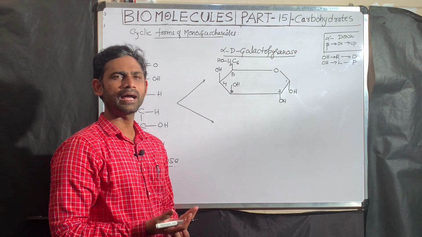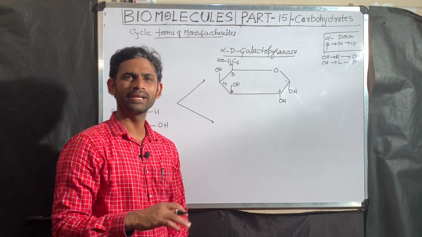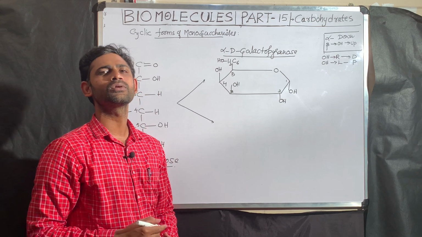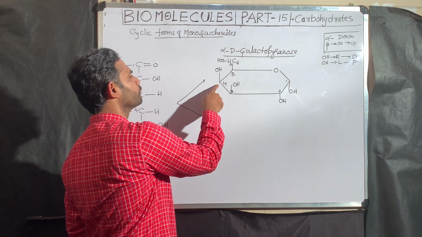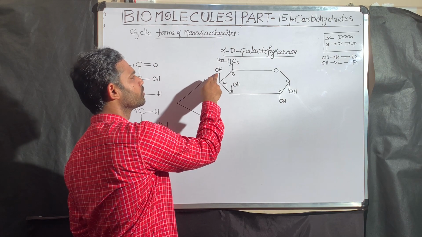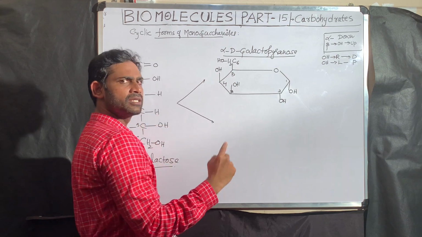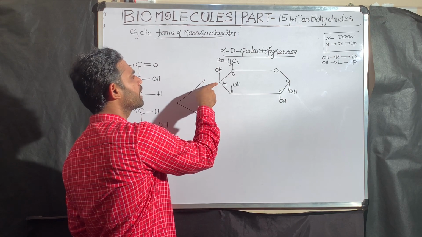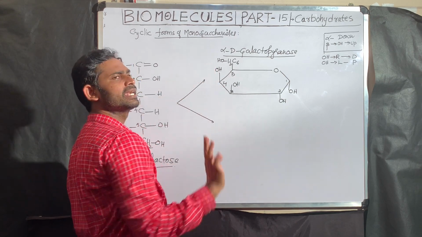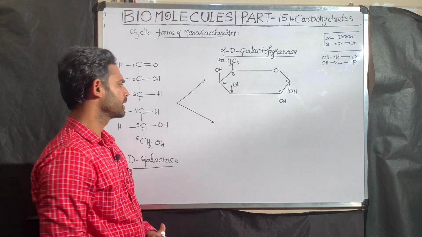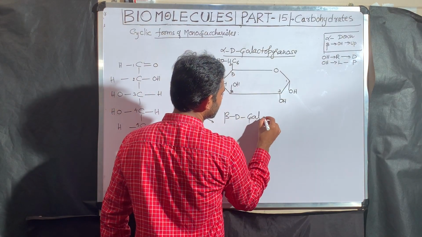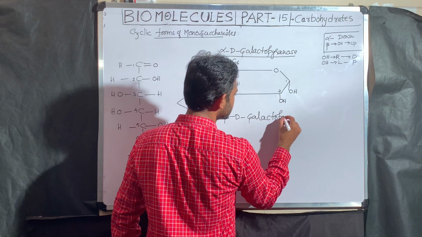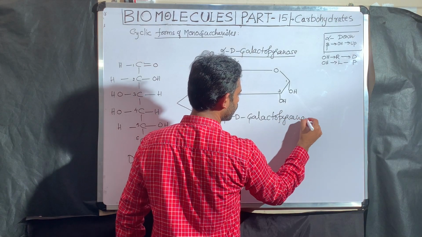If you compare alpha D-glucopyranose and alpha D-galactopyranose, you will get only one difference. That is with reference to the fourth carbon. If the hydroxyl group on the fourth carbon is down, that is glucose. If the fourth carbon OH group is upside, that is galactose. The same I am going to explain for beta D-galactopyranose. Same, you can draw now.